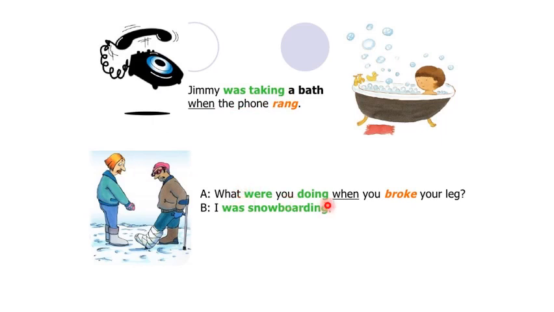What were you doing when you broke your leg? I was snowboarding. So what were you doing is a longer action. Broke is a shorter action. And I was snowboarding is a longer action which is in past continuous tense.